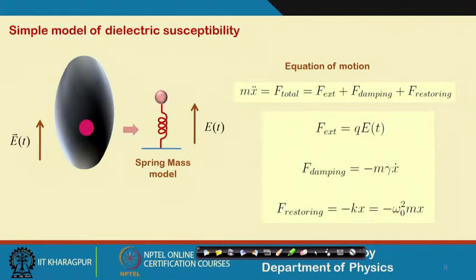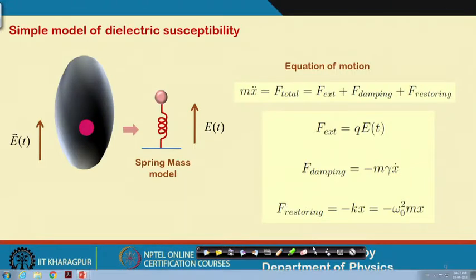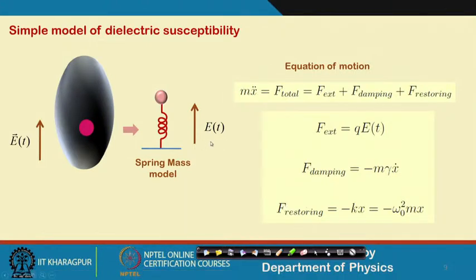These things can be assumed as a simple spring mass model, as if I am launching some kind of electric field, which means I am putting some kind of force on a spring mass system. And what happens? The spring will now vibrate. Why does it vibrate? Because the launched electric field may have some kind of frequency components.